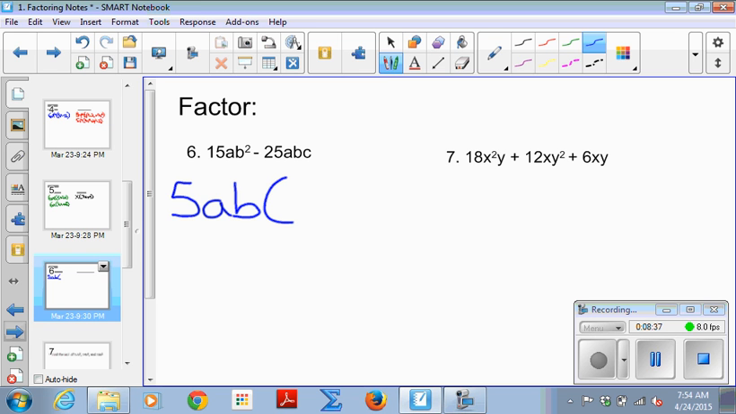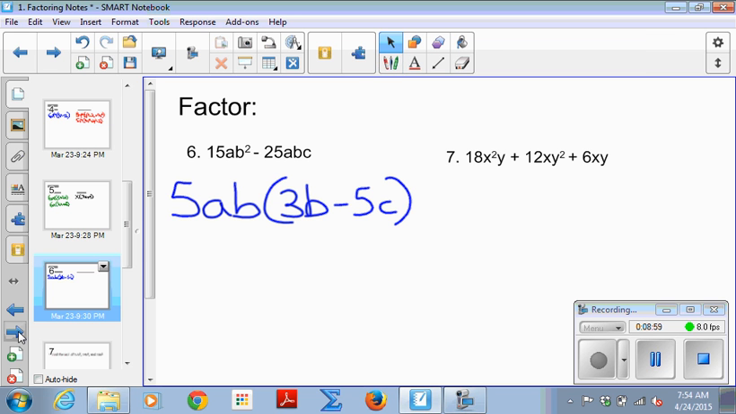So from the first term, 5ab is taken out. We're left with 3b. And from the second term, we're left with a 5. The a and b are gone. And 5c. There's that one. Again, if you're still not sure about this, multiply them through, distribute, test them out, like we did last unit, and that'll be a good way of checking.